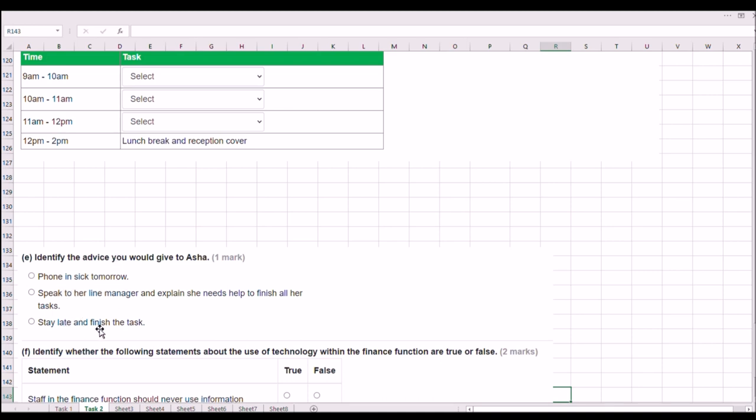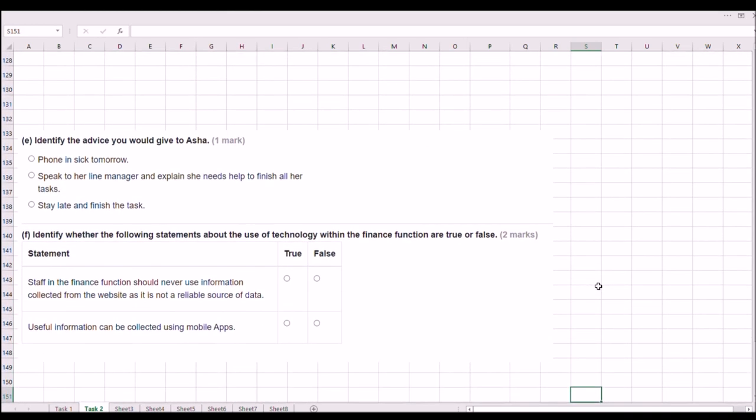Stay late and finish the task. In reality, always stay late and suck it up. Speak to a line manager and explain she needs help to finish all her tasks. That's the answer there, isn't it? That's the sort of HR answer, which is what we would go through in here. So speak to a line manager and explain she needs help to finish all of her tasks. Actually, she doesn't. She just needs to get on with the work, really, and it all fits in there. Stay late and finish the task would perhaps have been my answer, to be honest with you, in real life, because that seems to fit me fairly well.